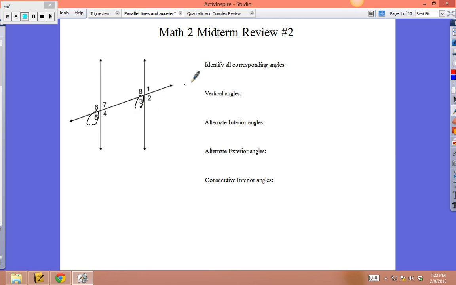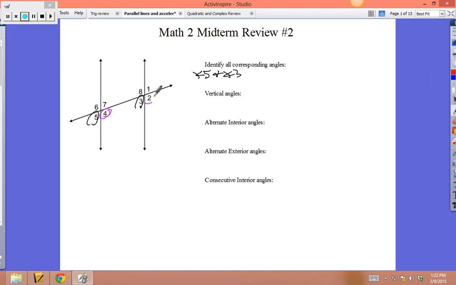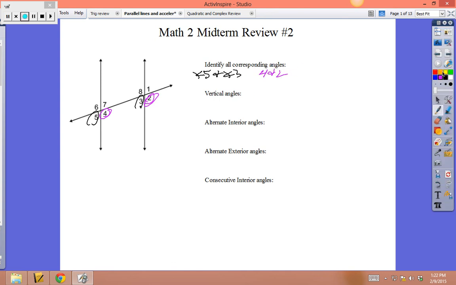5 corresponds with 3. So, angle 5 and angle 3. And then another pair would be 4 corresponds with 2. So 4 and 2. A third pair.